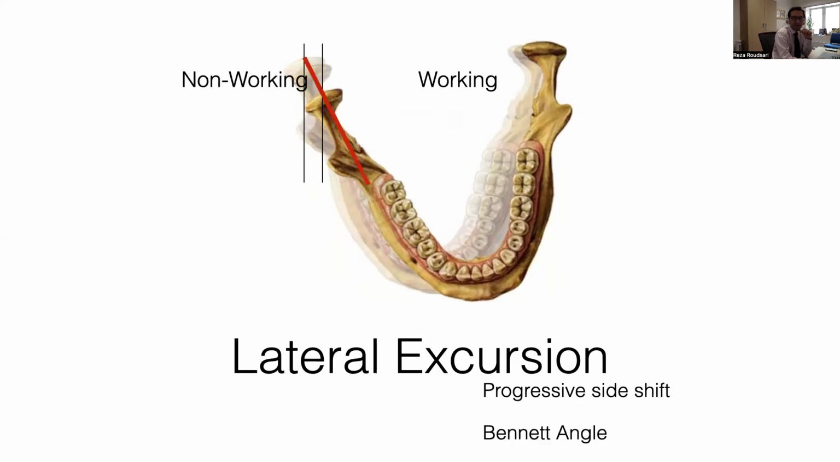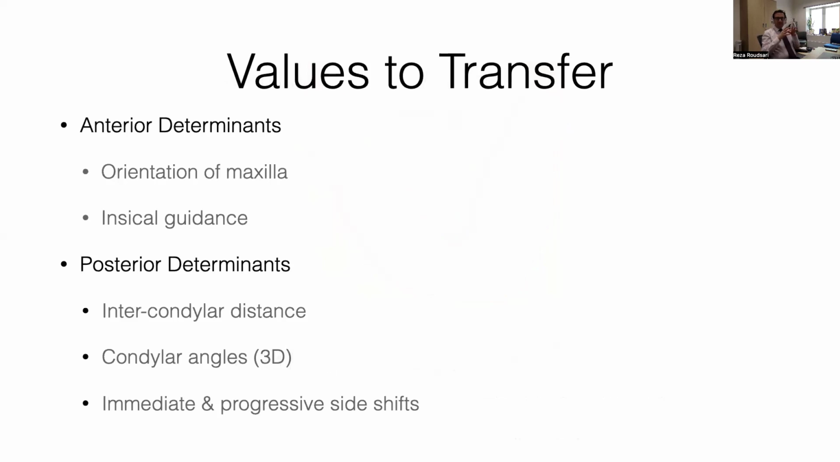Now, if you look at the non-working condyle from above, essentially your starting point of your journey to the end of your progressive side shift creates an angle with your axial plane, and essentially that angle is known as the Bennett angle. So when it comes to transferring dynamic mandibular movements into an articulator, you've got a number of values to transfer, and these values are listed on your screen.